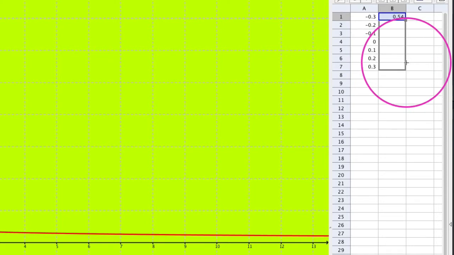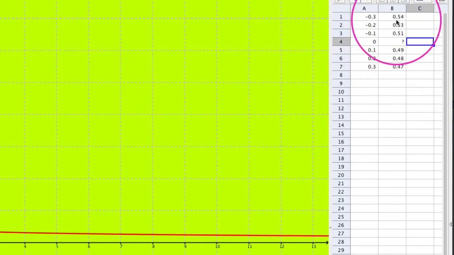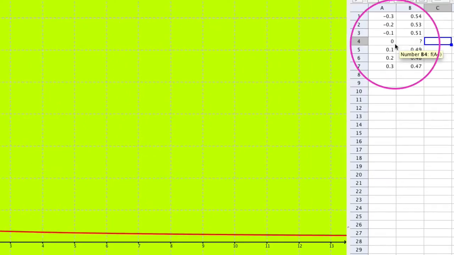If I click and drag this formula all the way down, we can clearly see that as my x values are zeroing in on, no pun intended, 0, the y values are approaching a height of a half, but at 0 it doesn't exist. That doesn't matter, however, because all we're looking for is what it's getting close to as x is getting arbitrarily close to 0. In this case, it's getting close to a height of a half.